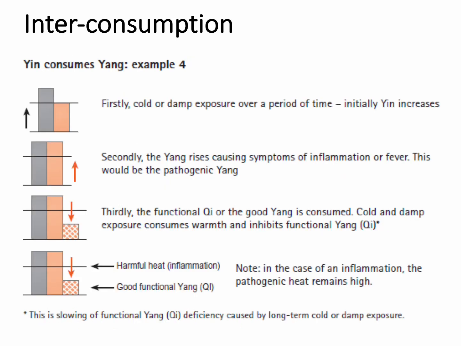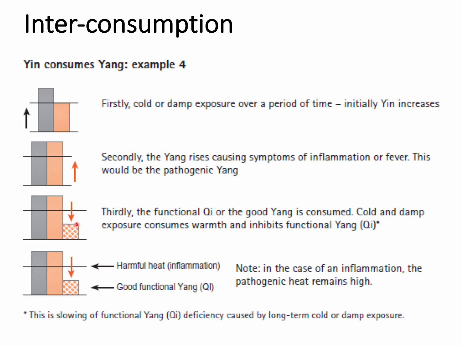Example 4, still under interconsumption, yin consumes yang. Firstly, cold or damp exposure over a period of time. So initially, the yin increases. Secondly, the yang rises, causing symptoms of inflammation or fever. This would be the pathogenic yang. Thirdly, the functional qi or the good yang is consumed.